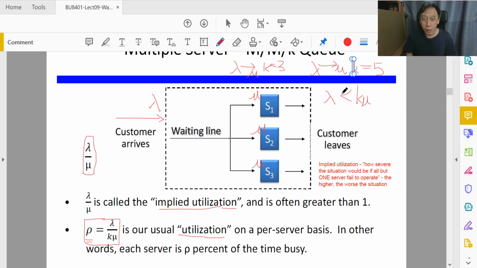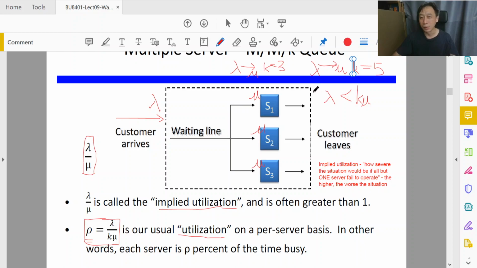If they are potentially having the same severity, because should all servers but one fail, that means we are talking about contingency planning. What if all servers but one fail? How serious would it be? So lambda over mu for both cases are the same. So let's not make this a big issue, as if k equals 3 tends to be more threatening. All right, so that's how implied utilization will be able to inform us about that.